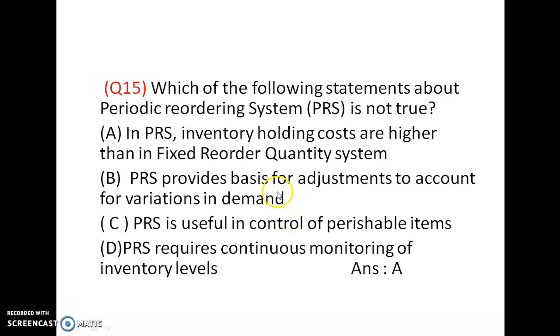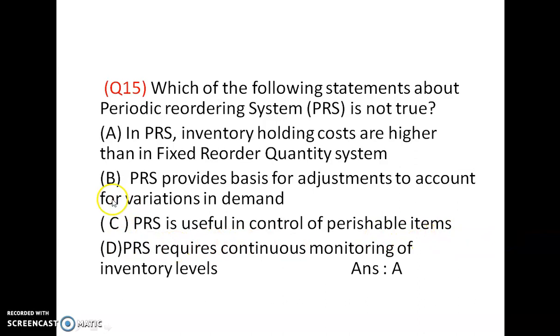Okay, so it considers all the demand in hand. So this statement is correct. PRS is useful in control of perishable items. So this statement is correct. PRS requires continuous monitoring of inventory levels. As the name itself, it is periodic review. Periodically it is reviewed, so it is continuous monitoring of inventory levels. So this is applicable for perishable items. If they are not reviewed periodically, perishable items will be perished.